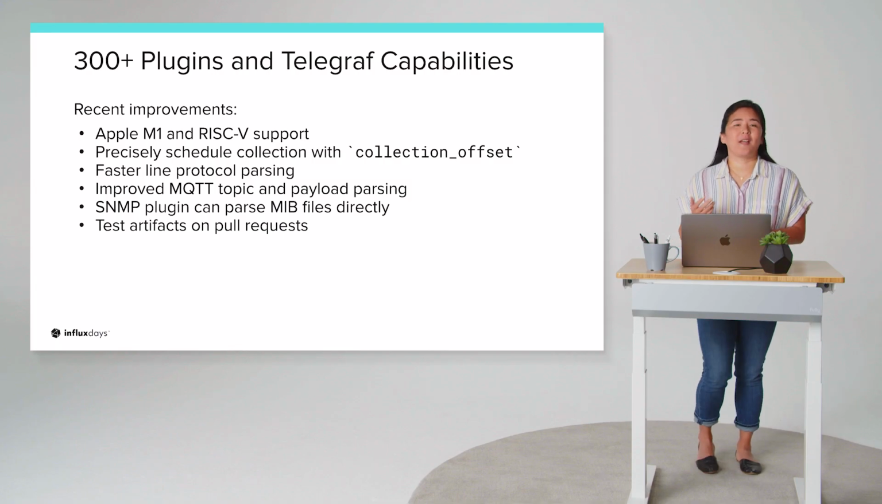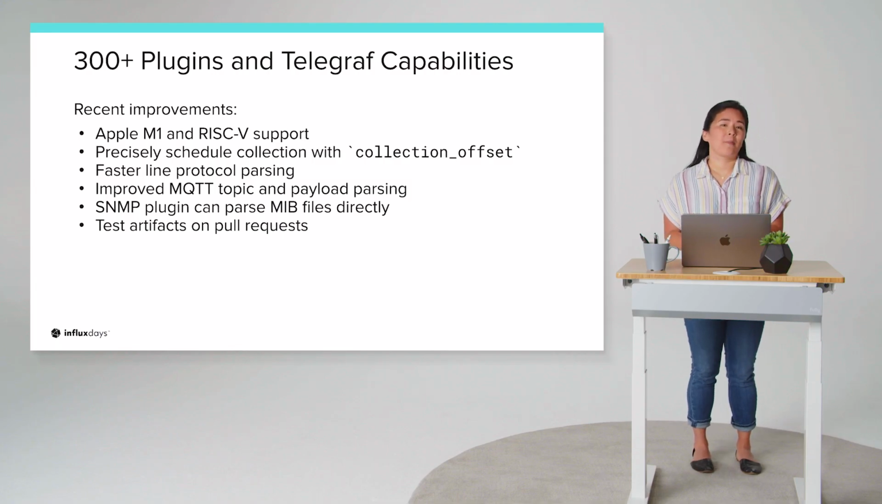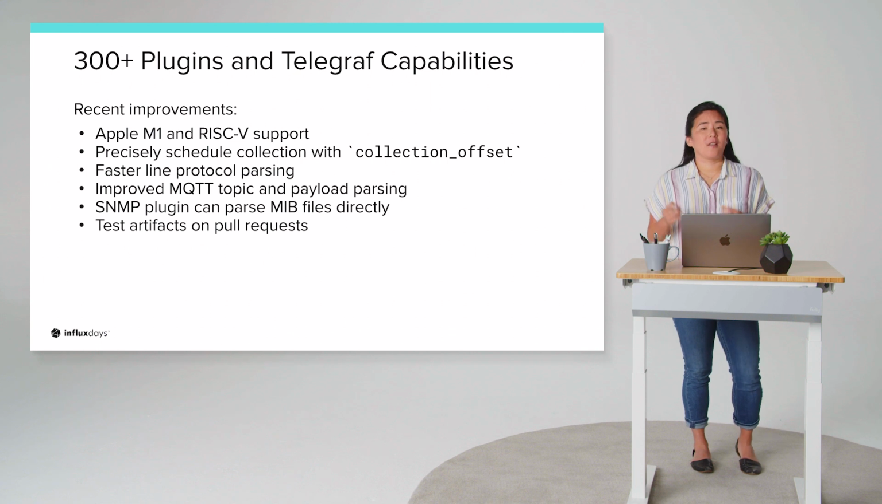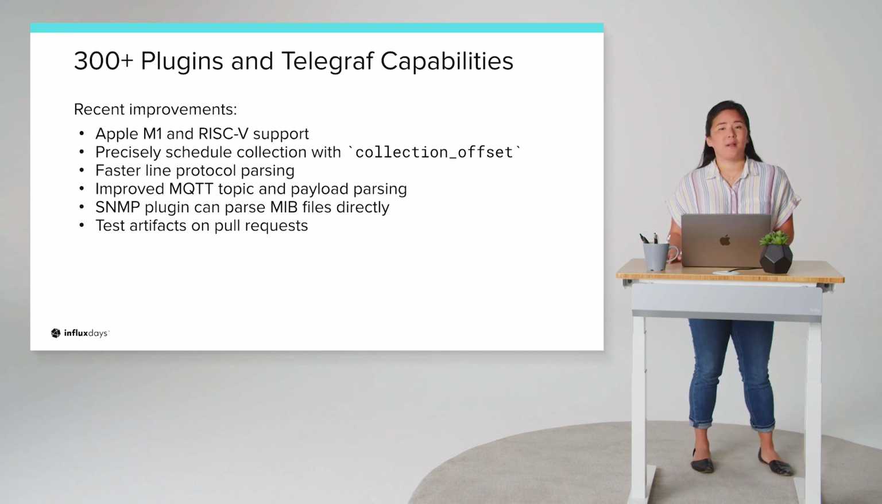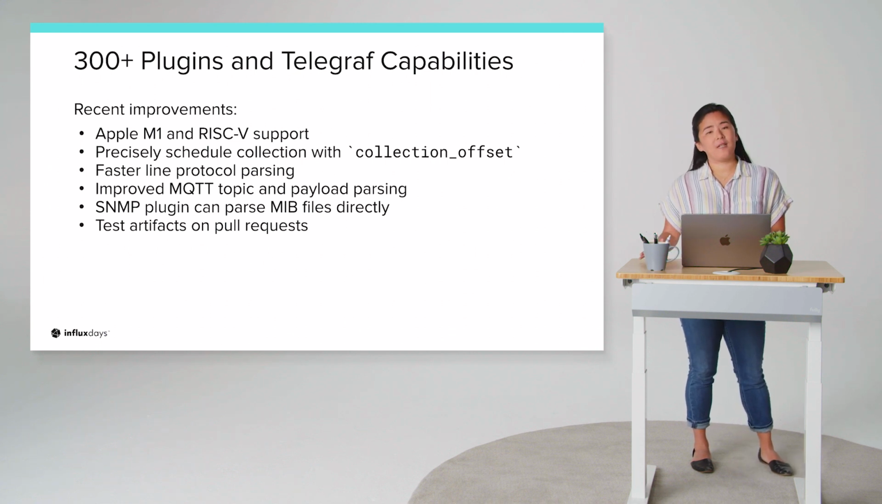We've also made major enhancements to some of our popular plugins. In the MQTT Consumer plugin, you can directly parse out tags from MQTT topics. And on the networking side, SNMP plugins will now parse MIB files directly for improved performance of the plugin.